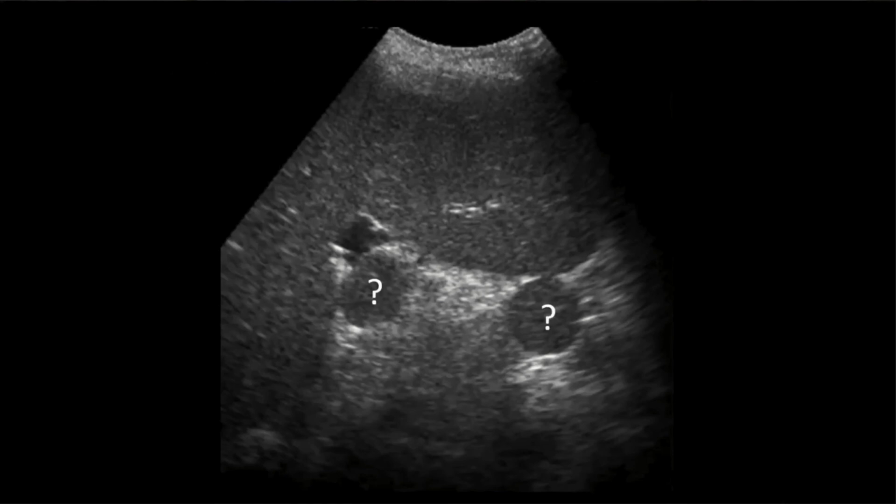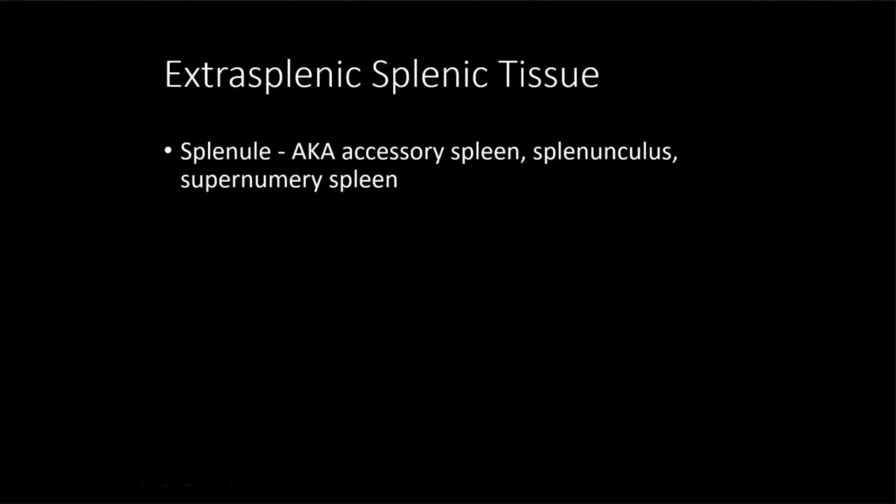They're little guys. What kind of tissue do they look like? They're a solid lesion. This is true. And that's the spleen. And what does this tissue look like? Spleen. It looks like the spleen, exactly. And it is. It's extrasplenic tissue.